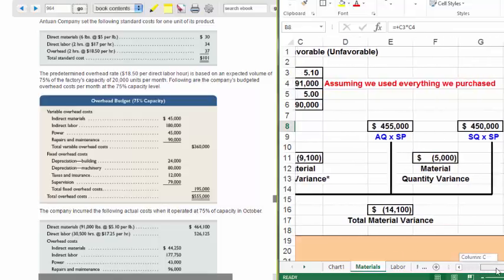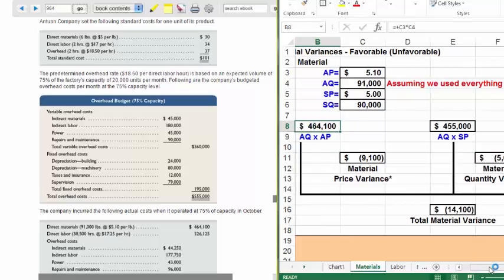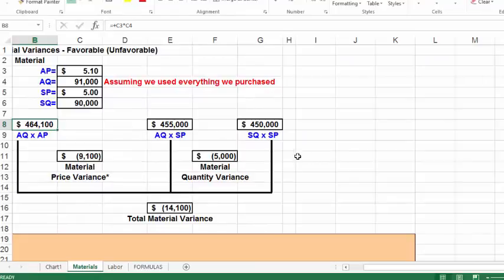And if we look over here, let me make this bigger. You'll see that we have our standard quantity times standard price, so the $5 times the 90,000, and we will take the difference between these two products. And again, the actual quantity was more than our standard quantity, what we were anticipating. So as a result, we're using more product.